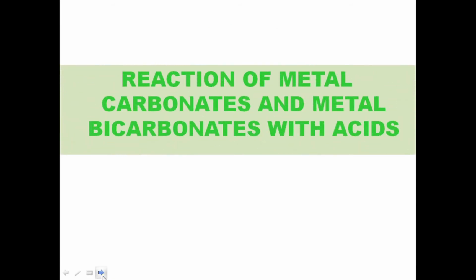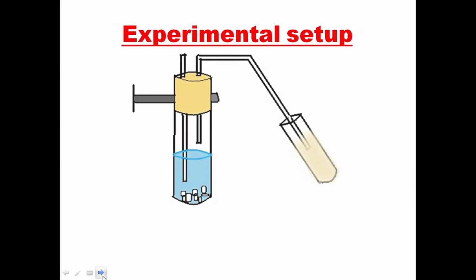Now we'll see another type of reaction, of metal carbonates and metal bicarbonates with acids. This experimental setup is sophisticated, where we have taken dilute hydrochloric acid in a test tube and sodium carbonate, which is our metal carbonate in this experiment. So overall in this reaction we are trying to react metal carbonate with dilute HCl.